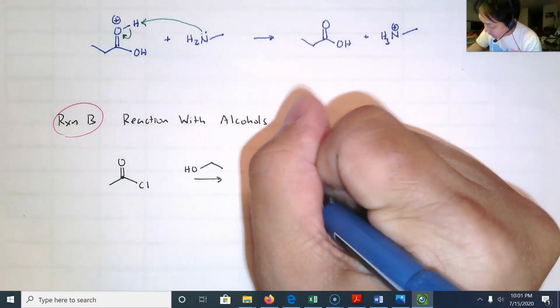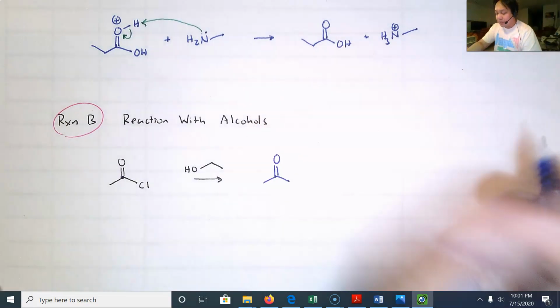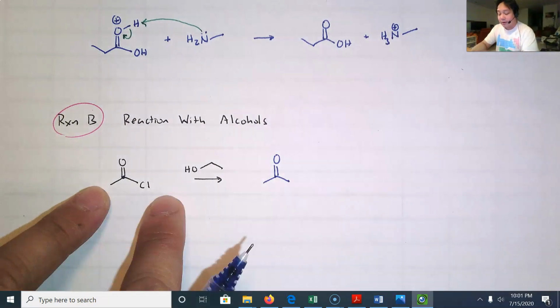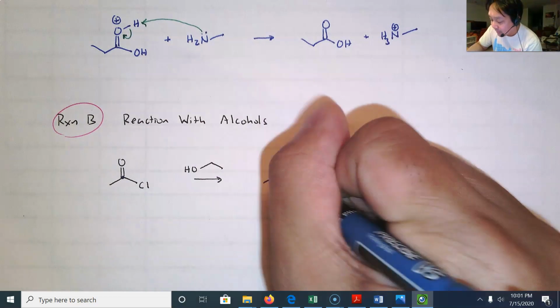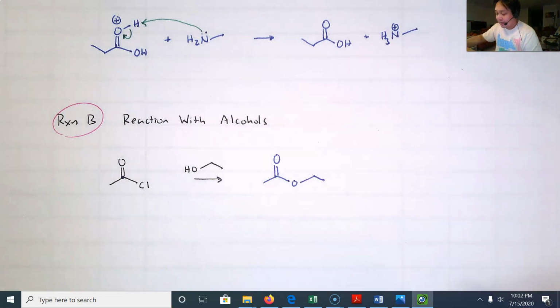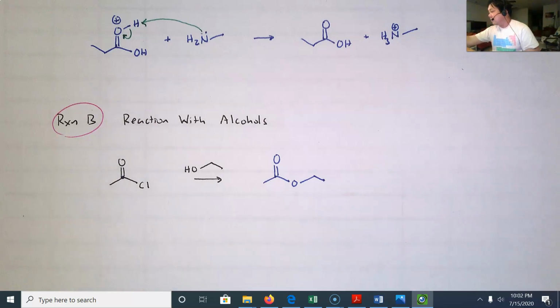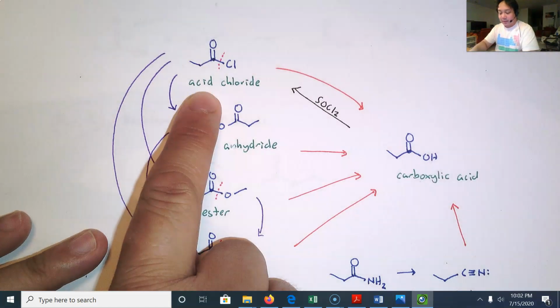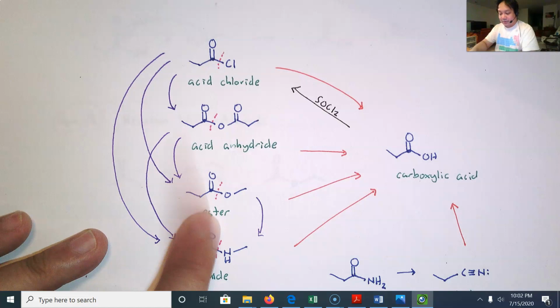And what do you want to do? You want to pretend that the alcohol comes in, kicks out the chlorine, and we get the ester. This is what I mean by interconversion. If you look at your ski slope, what did we just do? We went from the acid chloride to the ester. Acid chloride to the ester.